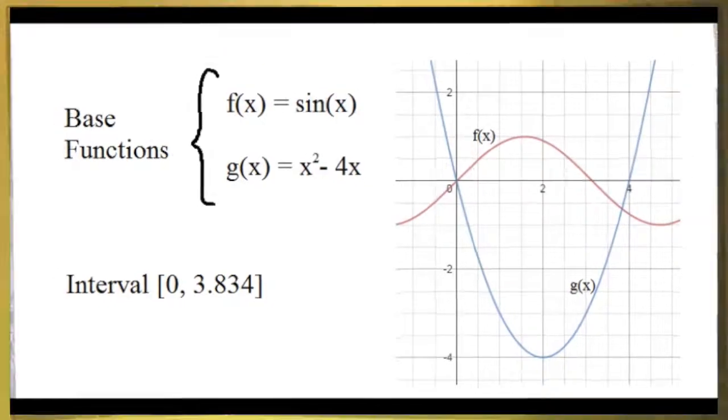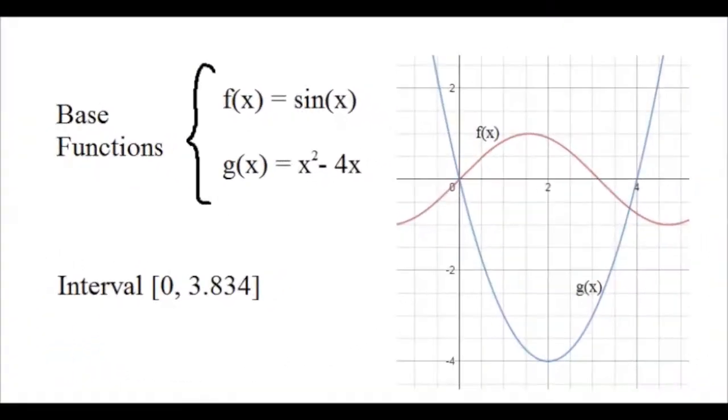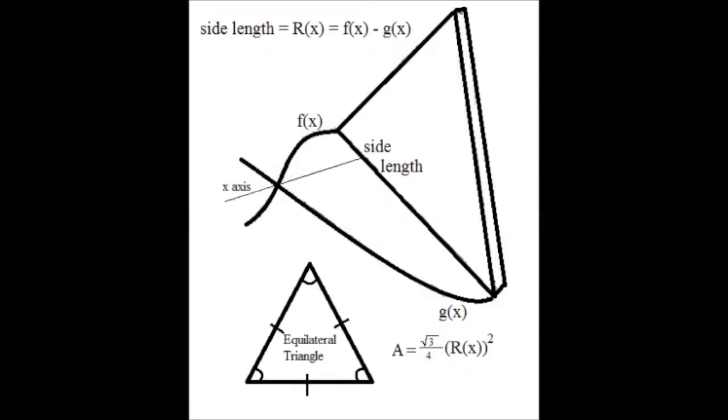Let f of x equal sine x and g of x equal x squared minus 4x. The base of a solid is the region bounded by f of x and g of x on the interval 0 to 3.834. The cross-sections of the solid consist of equilateral triangles perpendicular to the x-axis. The area of each cross-section can be evaluated by finding r of x, which equals f of x minus g of x, then squaring r of x and multiplying by square root of 3 divided by 4.